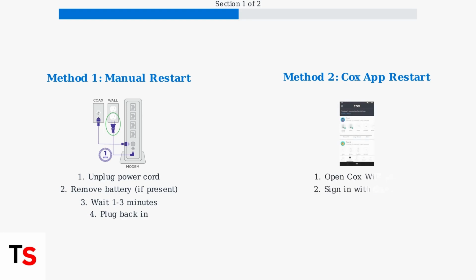For the app method, open the Cox Panoramic Wi-Fi app and sign in with your Cox user ID and password. Navigate to the Wi-Fi tab and look for troubleshooting options. In the app, go to the Wi-Fi tab, then select either Troubleshoot or My Services. Look for the Restart Gateway option and tap it to initiate the restart process.